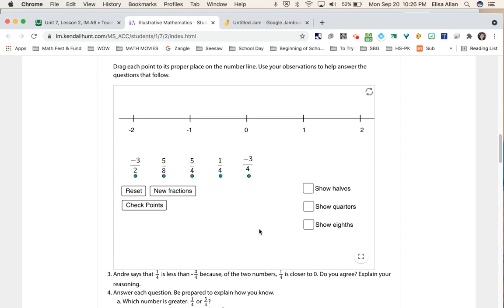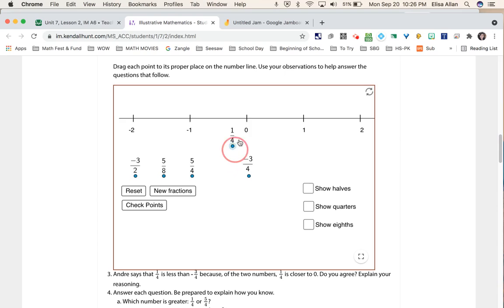The question says that Andre says that 1/4 is less than -3/4 because of the two numbers, 1/4 is closer to 0. Do you agree? Explain your reasoning. So here we're going to look. We see here there's 1/4, and I can plot 1/4 on my number line. It is a positive number, and well, let's see where it goes. It's not going to be 1 whole, and let's help us out by showing more of these divisions of each portion. I'm going to subdivide this 1 into halves first.